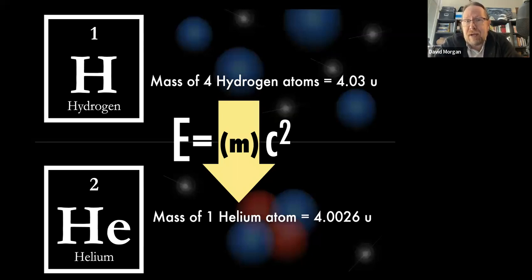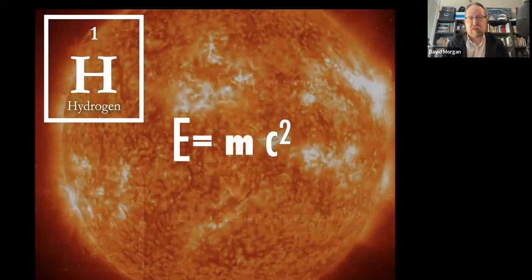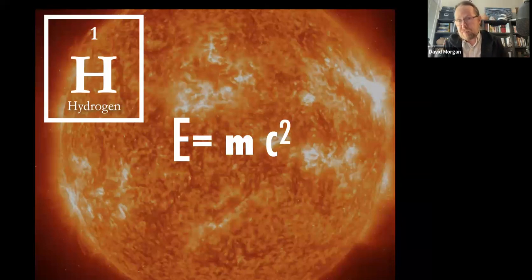It's why hydrogen bombs can be really, really small, but blow up a whole city, because they're converting a tiny bit of mass into a huge amount of energy. So the process that fuels the sun is the conversion of hydrogen into helium by nuclear fusion. That converts a little bit of the sun's mass to energy.